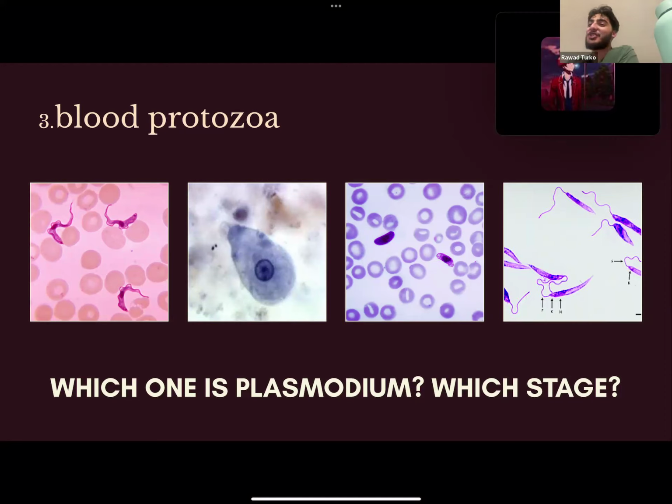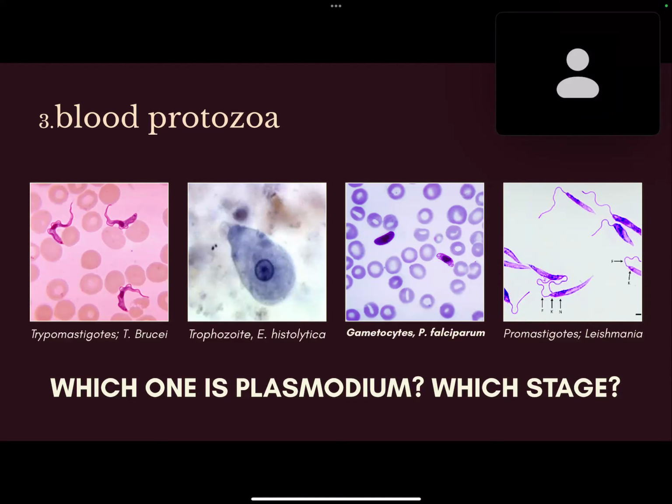And one last person who can tell me what the second one is. This is a trick because this is not a blood parasite. Trophozoite of Entamoeba. Exactly. Histolytica. Exactly. Great job, guys. So these are trypomastigotes from brucei. This is the trophozoite from the Entamoeba. These are the gametocytes. So this is the answer. And these are the promastigotes from Leishmania. Okay?